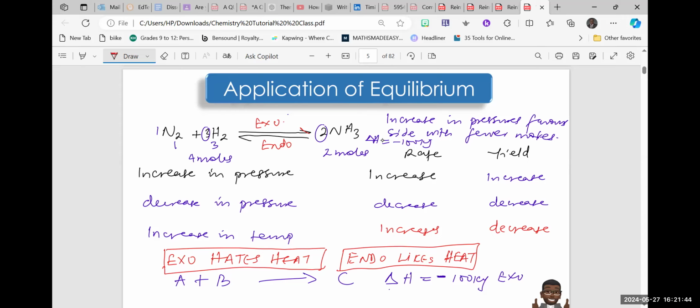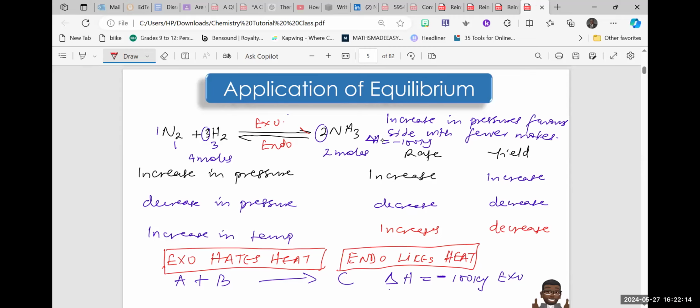So it's expensive. So why is it expensive? Number one, you need to build stronger pipes to be able to contain the pressure. That's why it's expensive. So you won't just say it is expensive. You are supposed to explain in the exam to get your marks. So increasing the pressure will make the process very expensive because you need to build stronger pipes to be able to contain the pressure.